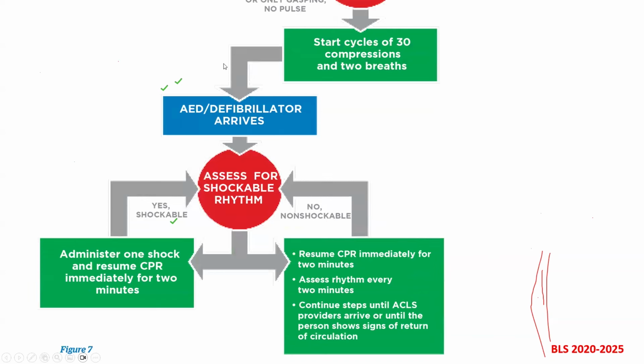When you have an AED, assess for shockable rhythm. Administer one shock and resume CPR immediately for 2 minutes. Assess the rhythm every 2 minutes. Continue the steps until advanced cardiac life support providers arrive or until the person shows signs of life or return of circulation. So you need to continue that. So how to use an AED?